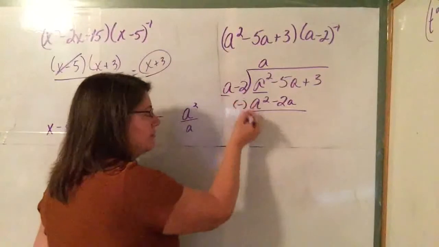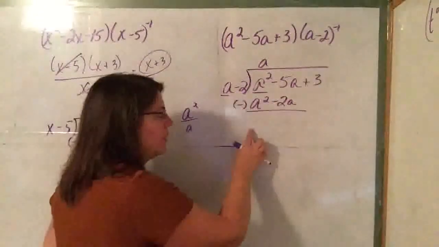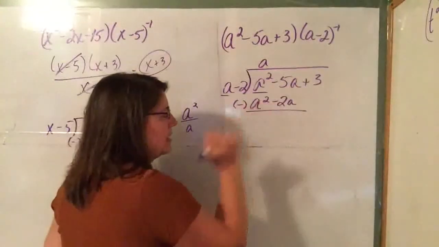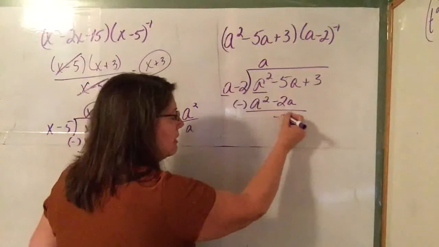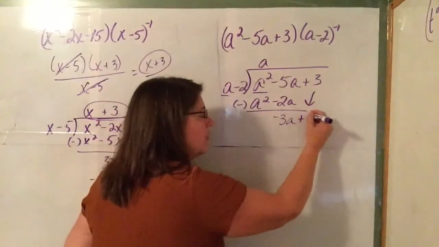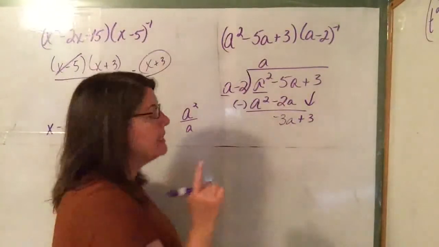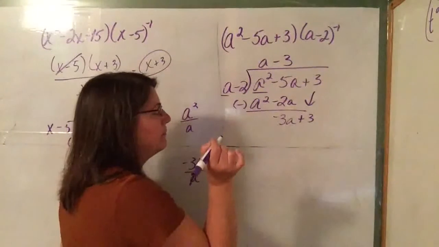I subtract. So if we have a squared minus a squared, we get 0. Negative 5a minus negative 2a is negative 5a plus 2a, so that's negative 3a. I bring down my plus 3. Okay? And then negative 3a divided by a minus 3.